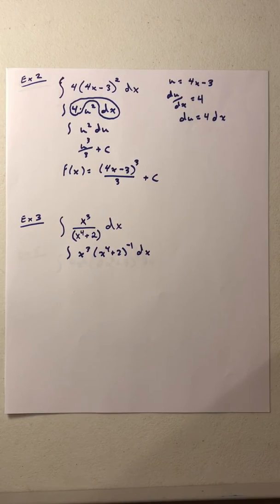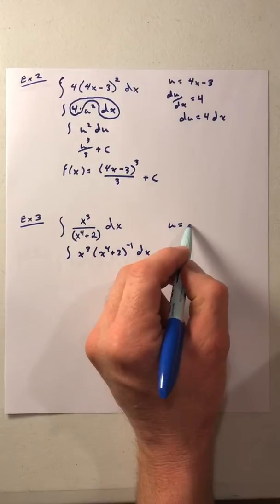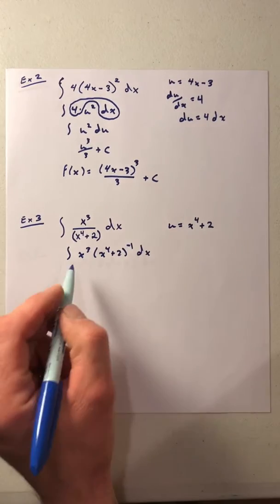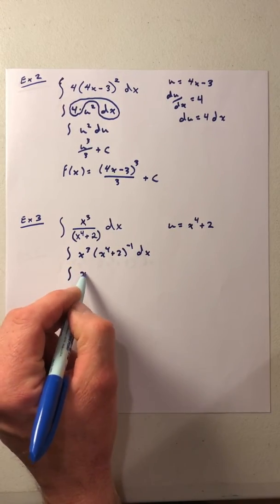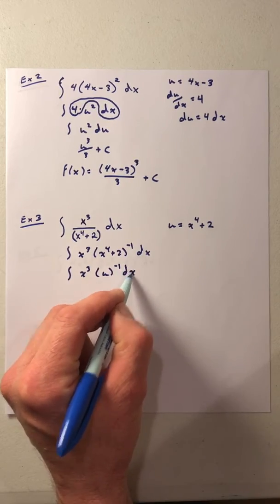So now I have that quantity to an exponent. And if you don't like that, we're going to see where if we have a fraction, the denominator is normally going to be our u. Not always, but generally. So now I let u equal that x to the fourth plus 2. Coming back to my substitution, I end up with x to the third times u to the negative first dx.